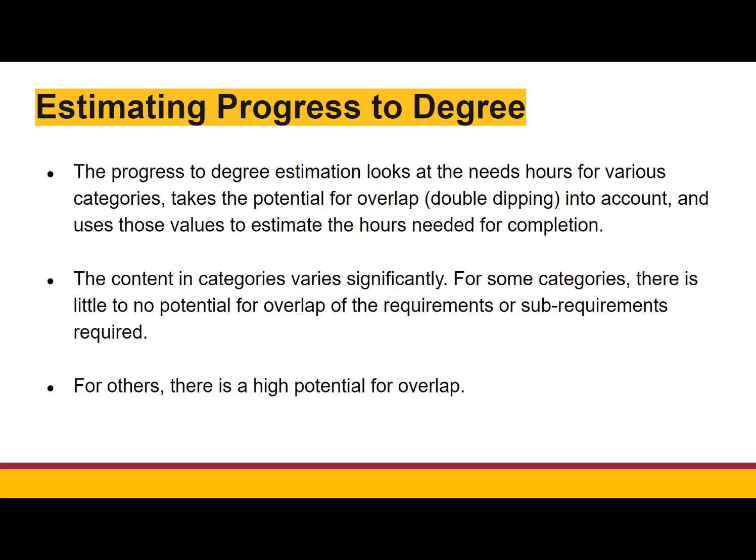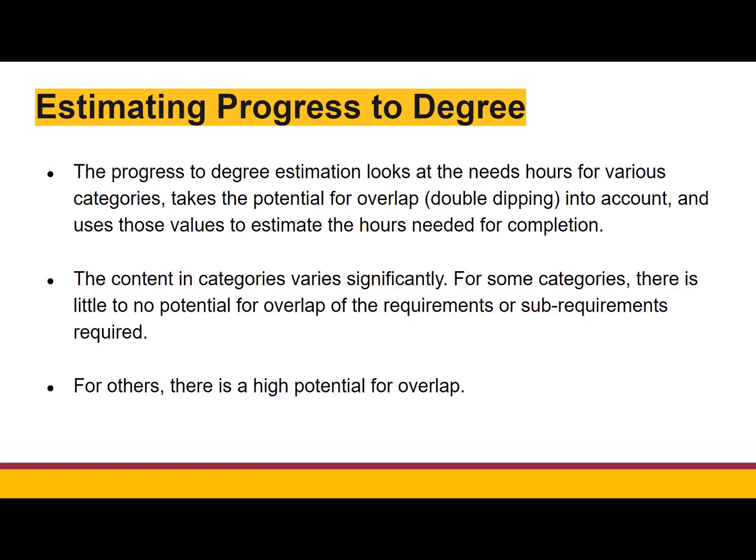The content of the categories varies significantly. You can have some categories with no potential for overlap, and others that overlap significantly. Those that overlap significantly would be your total, the 120 total hours, your upper division 45, general studies. Let's see what else. I know there's another, resident credit.